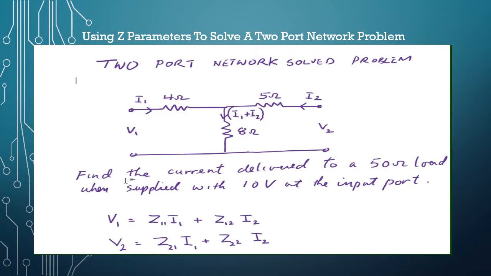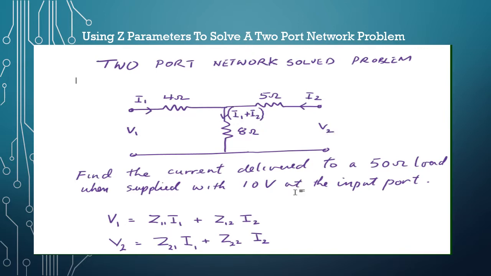The problem is to find the current delivered to a 50 ohm load when supplied with 10 volts at the input port. So first of all, we want to find the Z parameters for the circuit and then use those parameters to solve for when we have a 10 volt voltage supply and a load of 50 ohms at the output port.